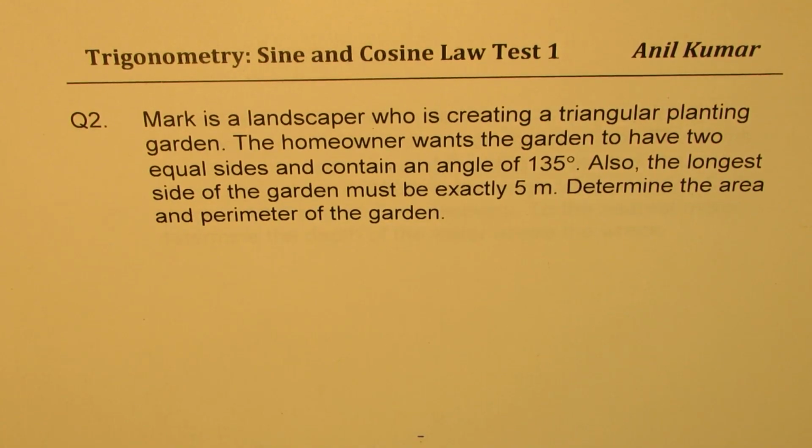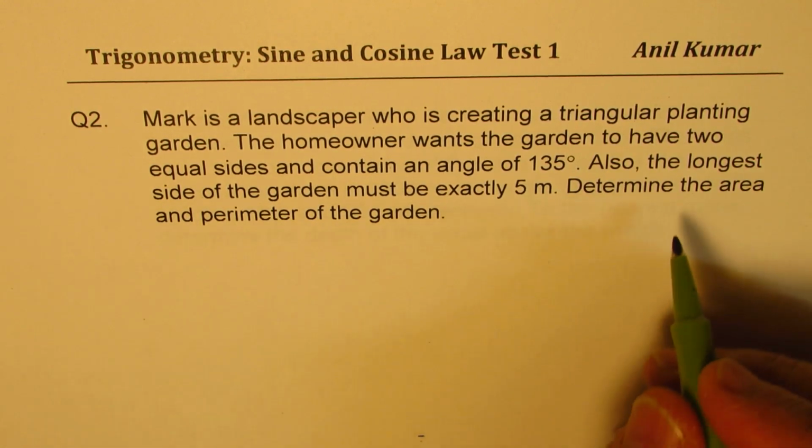Question number 2. Mark is a landscaper who is creating a triangular planting garden. The homeowner wants the garden to have 2 equal sides and contain an angle of 135 degrees. Also, the longest side of the garden must be exactly 5 meters. Determine the area and perimeter of the garden.